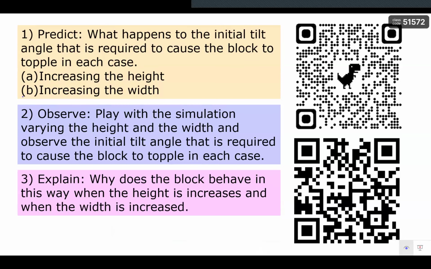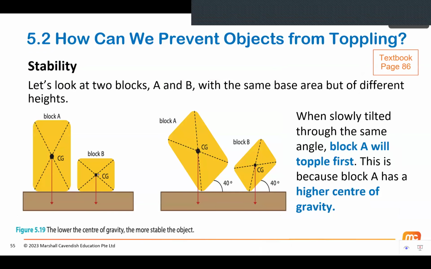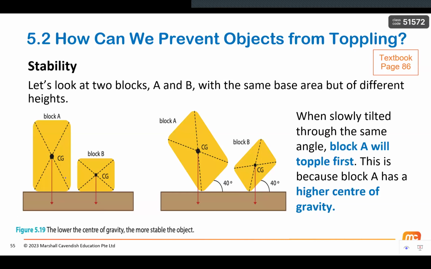Okay, so let's take a look. I have block A and block B. They have exactly the same base area. The only thing that I'm going to vary is the height of block A and block B. So block A has a high height. So the first thing you should recognize is if block A has a high height, the center of gravity will also be higher, because the center of gravity is exactly at the center of the block.